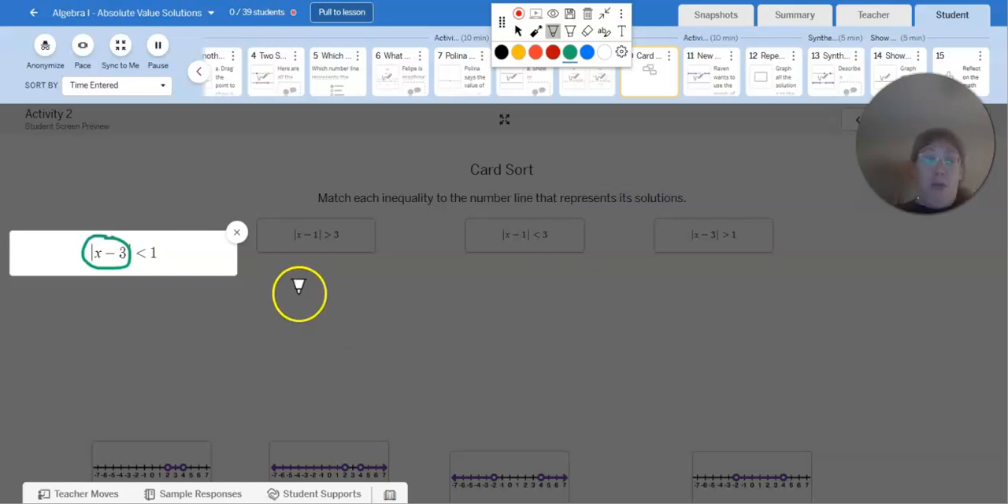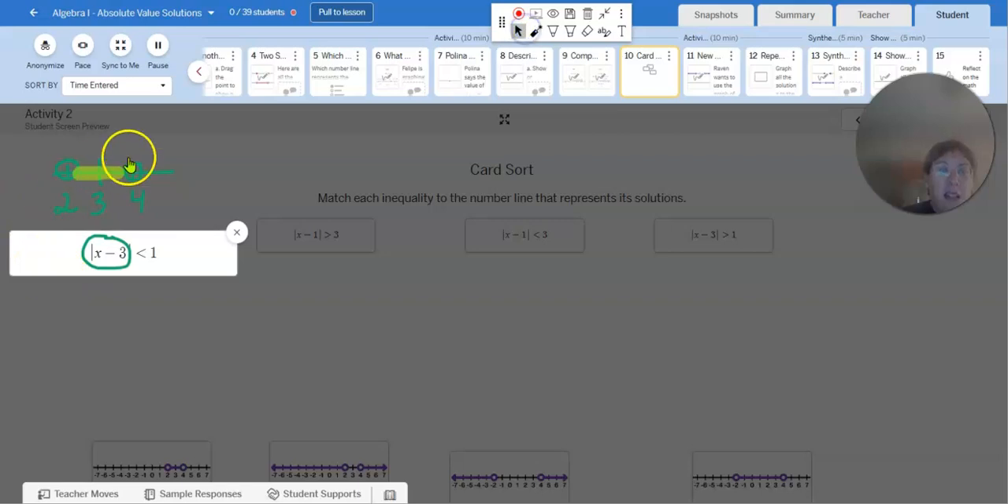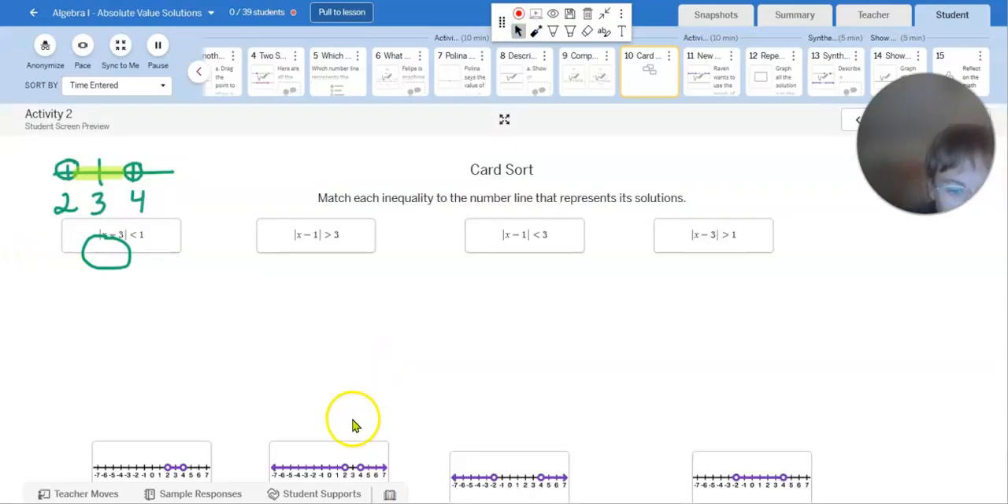is less than or equal to 1. So if we're thinking about the distance from 3, right? 1 away from 3 is 4, and 1 behind 3 is 2. So we're going to be between 2 and 4. That's our distance of 1. It's not equal to it, so it's open circle. And then we're looking for any distance that's less than that. So it's going to be this tiny little segment between 2 and 4.